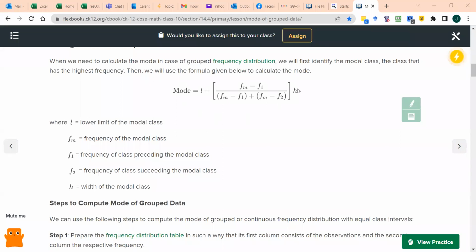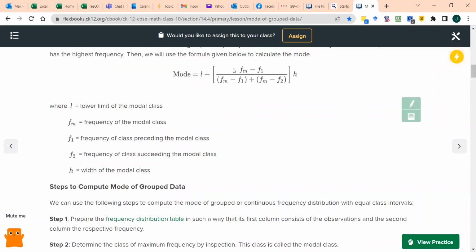Okay, so here's our formula. And let me simplify this, okay? All right, so grouped mode equals... So we want the lower limit of the modal class. All right, well, let's say, oh, well, I'll cover that in a minute. We want the frequency of that modal class.